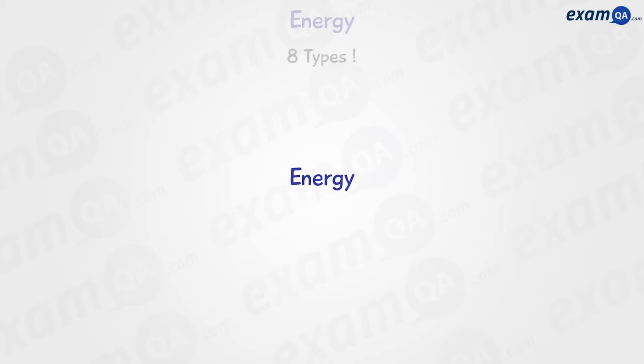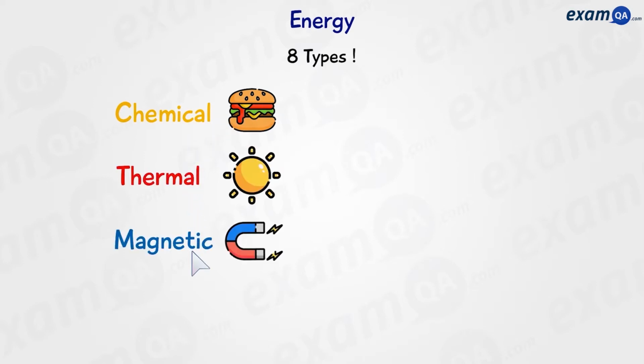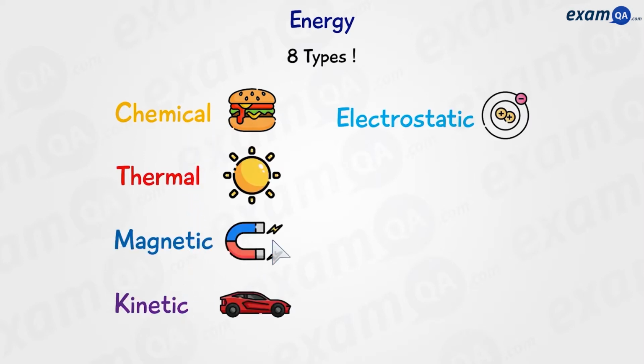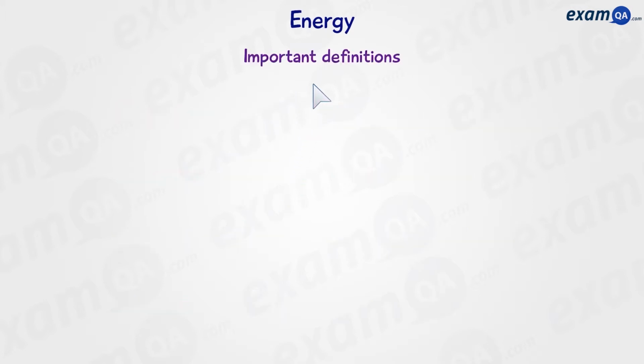Energy. Here are 8 different types of energy stores: chemical, thermal, magnetic, kinetic, electrostatic, nuclear, gravitational potential energy, and elastic potential energy. Make sure that you memorize all 8 different names and think of some examples for each type.